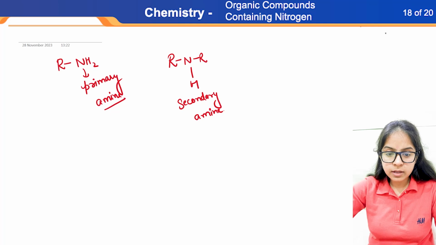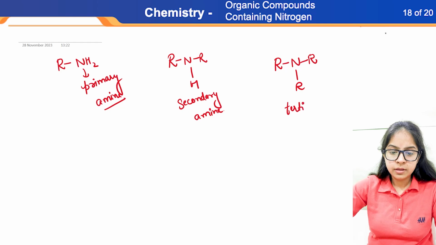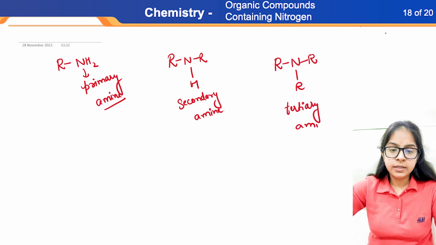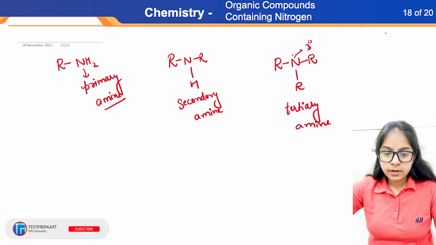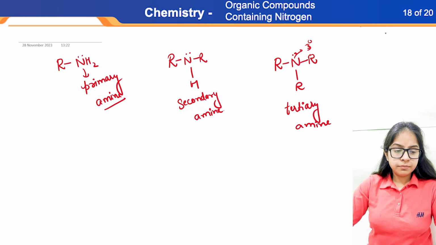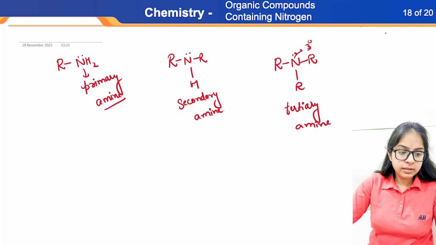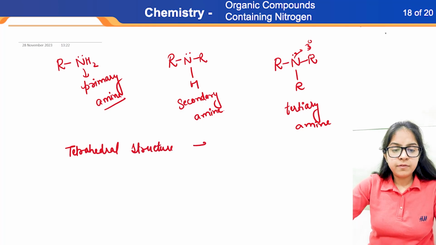Another one is R3N. The degree of this is tertiary amine, so this is a 3-degree amine. Other than the R groups, here we have a lone pair too. All the amines have a tetrahedral structure. The tetrahedral structure should have an angle of 109 degrees 28 minutes.